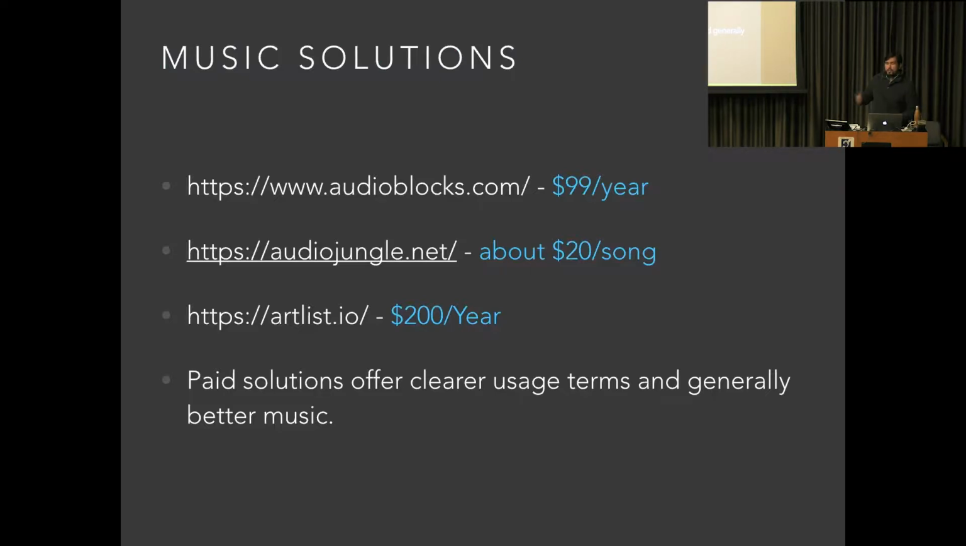I like Audio Jungle a lot, 20 bucks a song. And then, I don't know if I had this one there last time, but artlist.io, 200 bucks a year. They have some really good, solid songs on there. If you don't want to deal with copyright, just pay for a song. You don't have to worry about it. Clean.